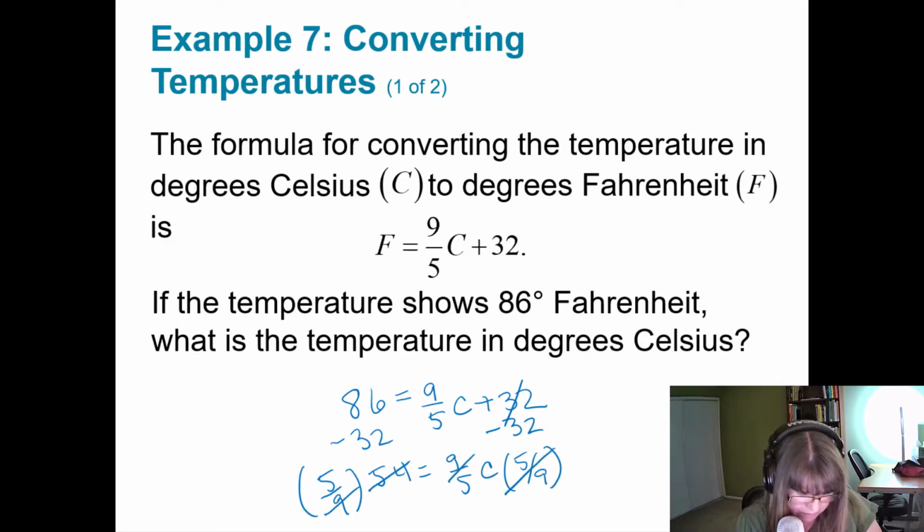9 goes into 54 6 times? Is that right? Yeah, 6 times. And 5 times 6 is 30. So if it is 86 degrees Fahrenheit, that converts to 30 degrees Celsius.